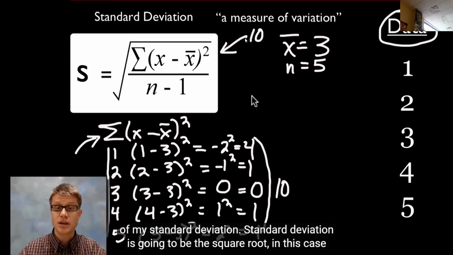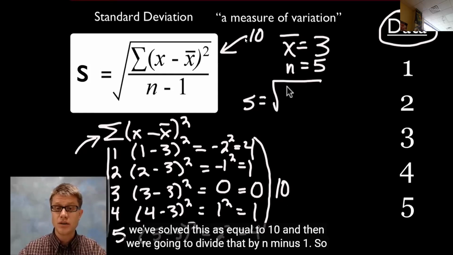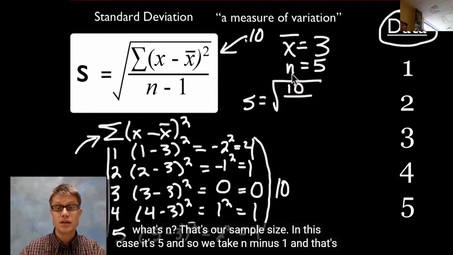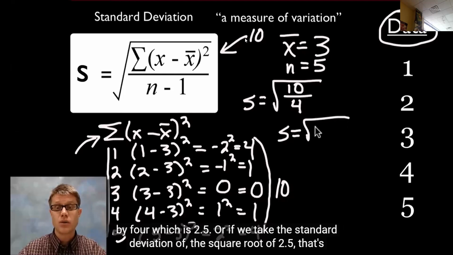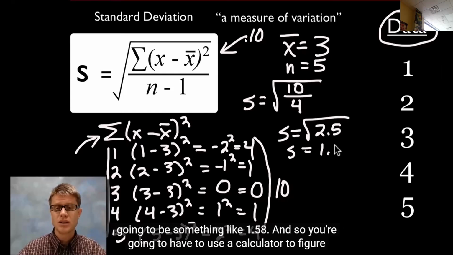So let's figure out the rest of my standard deviation. Standard deviation is going to be the square root. In this case, we solved this as equal to 10, and then we're going to divide that by n minus 1. What's n? That's our sample size. In this case, it's 5, so n minus 1 is going to equal 4. So what is our standard deviation? It's the square root of 10 divided by 4, which is 2.5. If we take the square root of 2.5, that's going to be something like 1.58. You're going to have to use a calculator to figure that out.